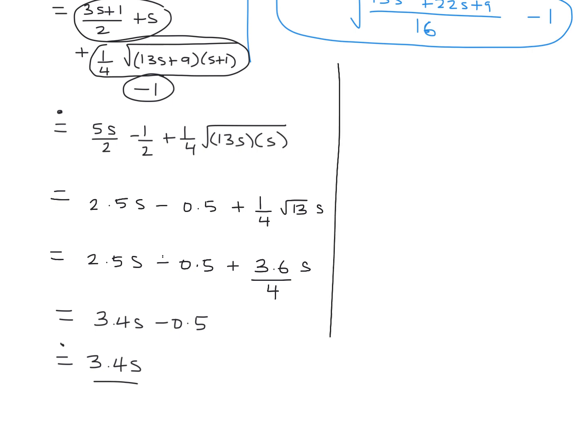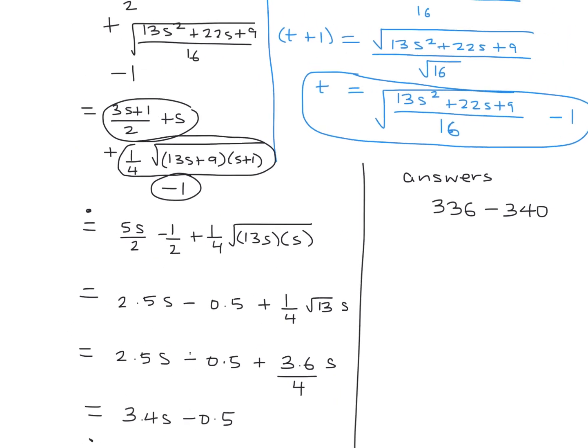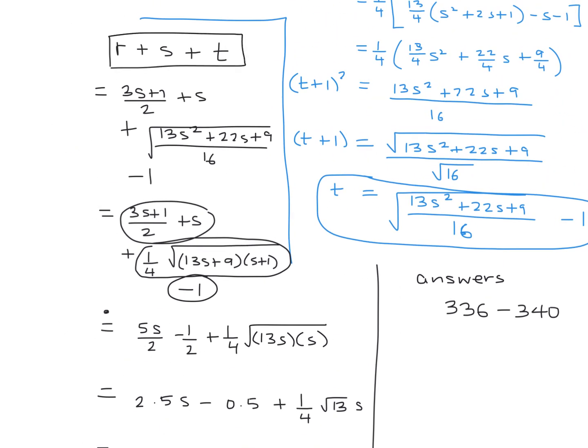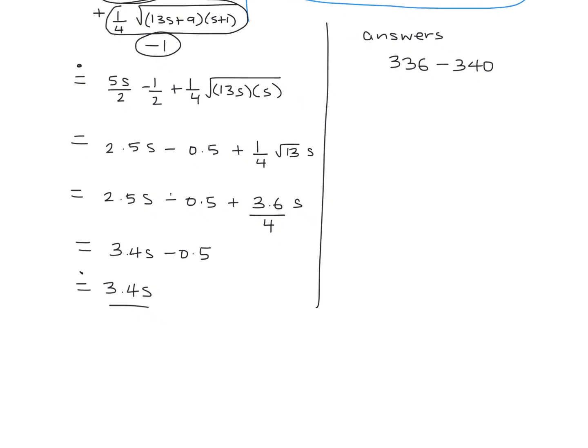Okay, so what was the point of that? Well, if you look at the answer choices, they range between 336 and 340. So this 3.4s represents the sum of r plus s plus t. That's basically our answer. So 3.4s has to be approximately equal to one of those. We don't know which one. Is it 336? 337? 338? 339? Or 340? I don't know. But let's say if it was 340, that means that s is approximately equal to 100.